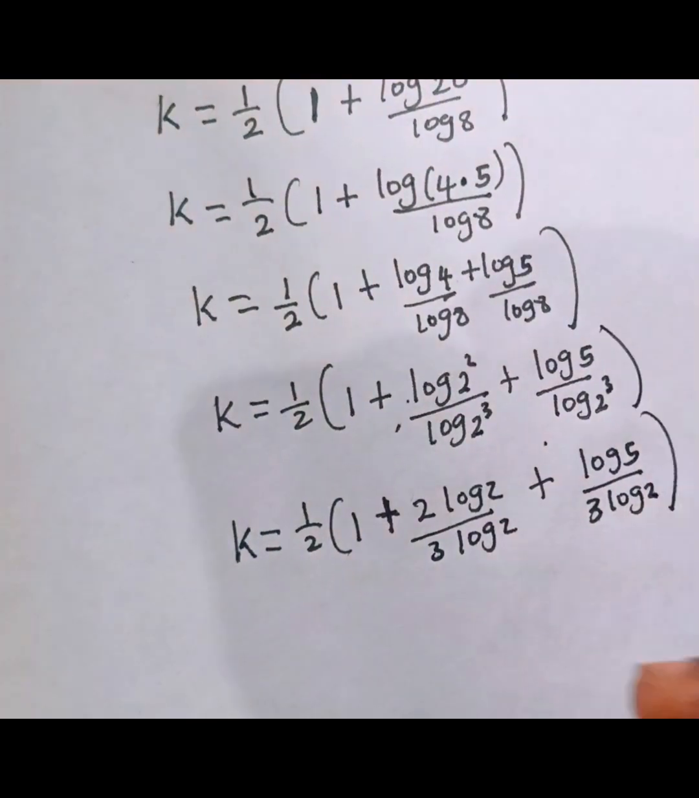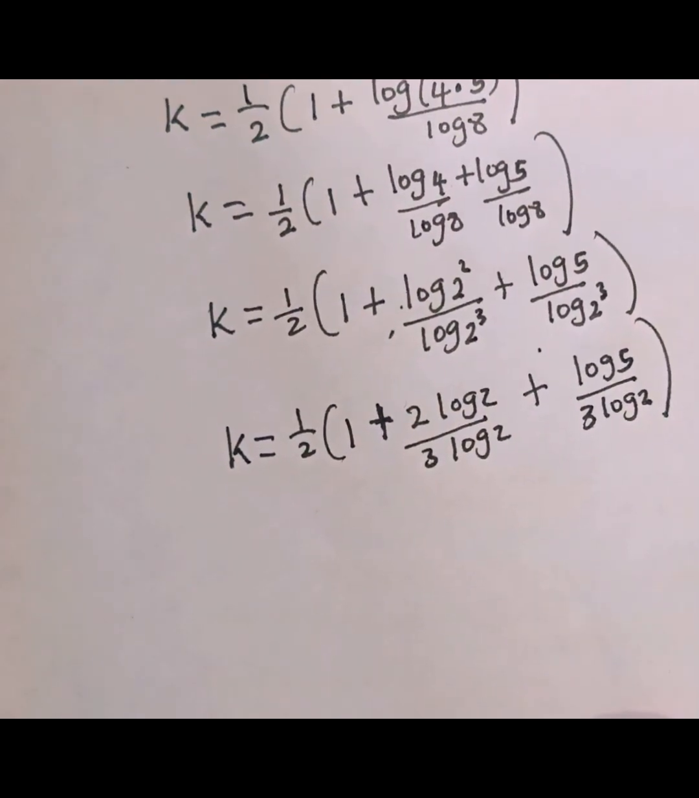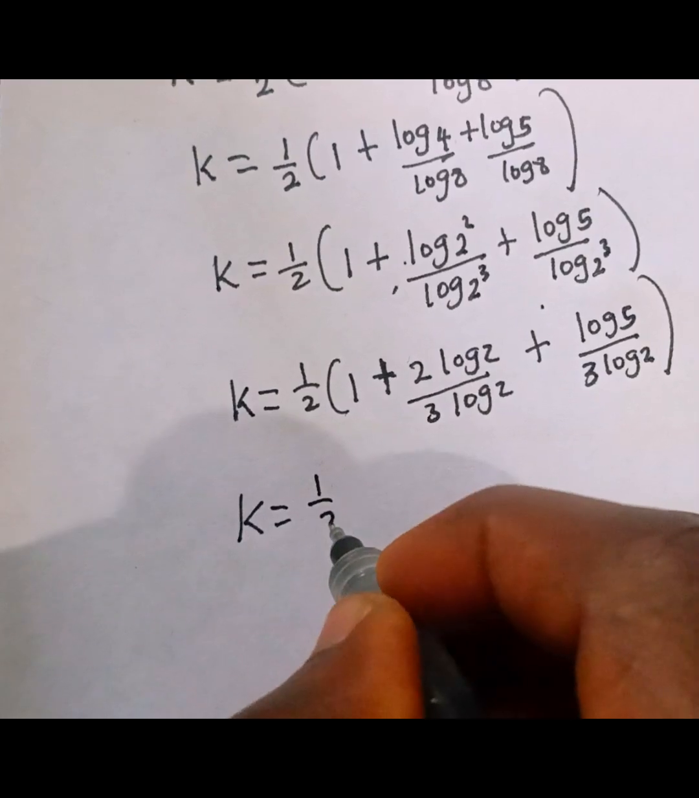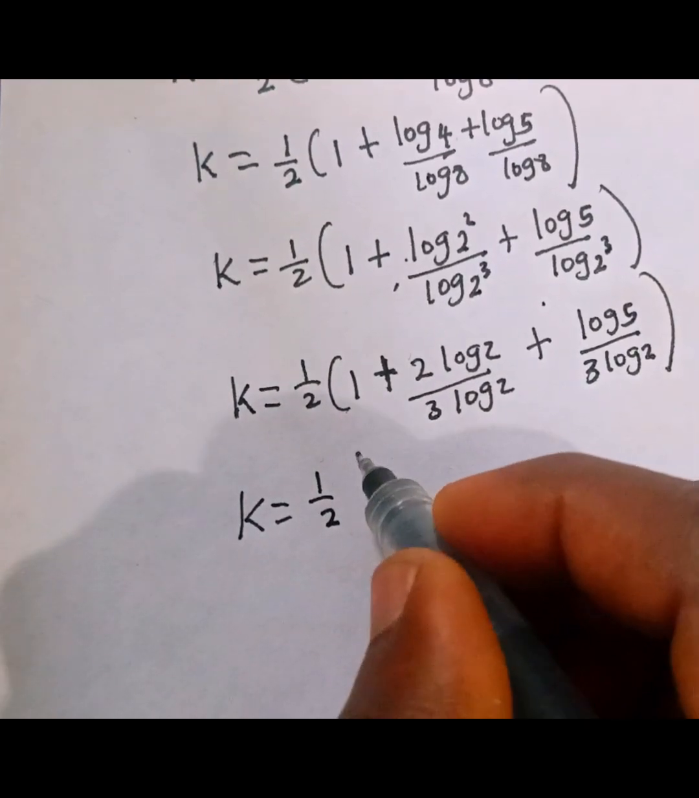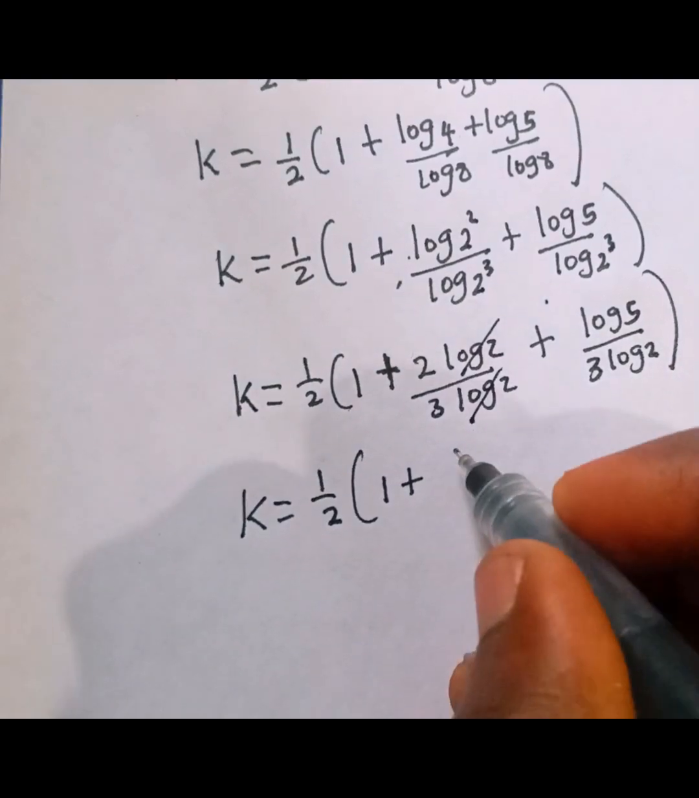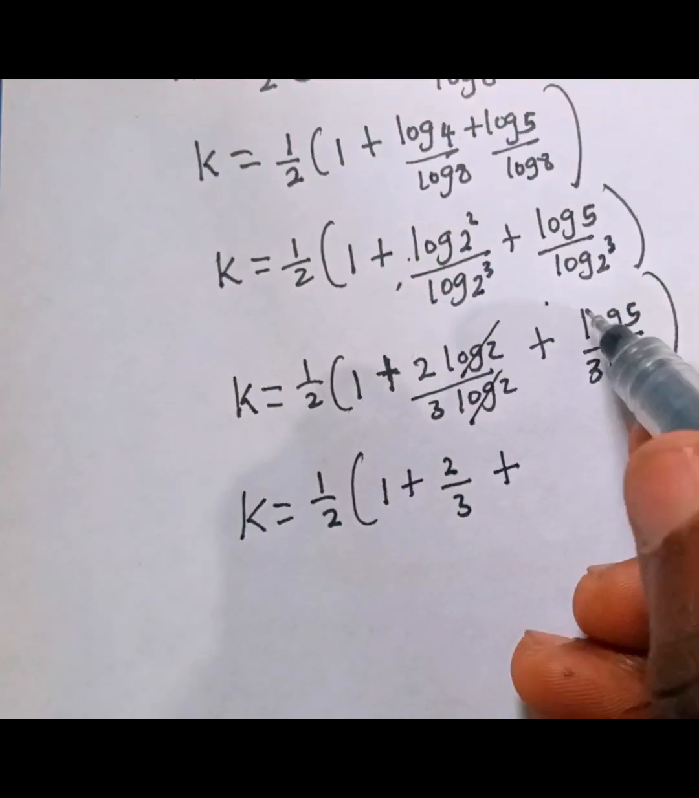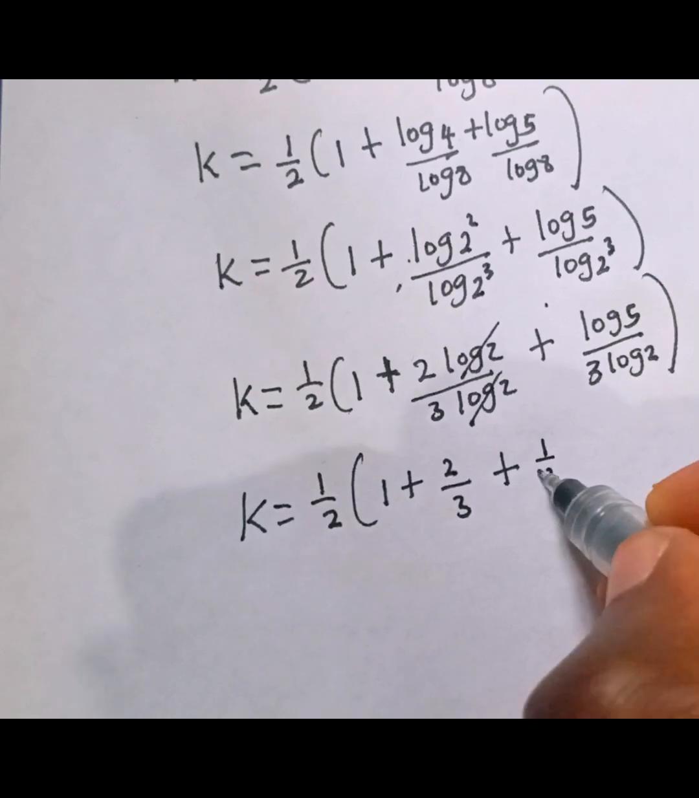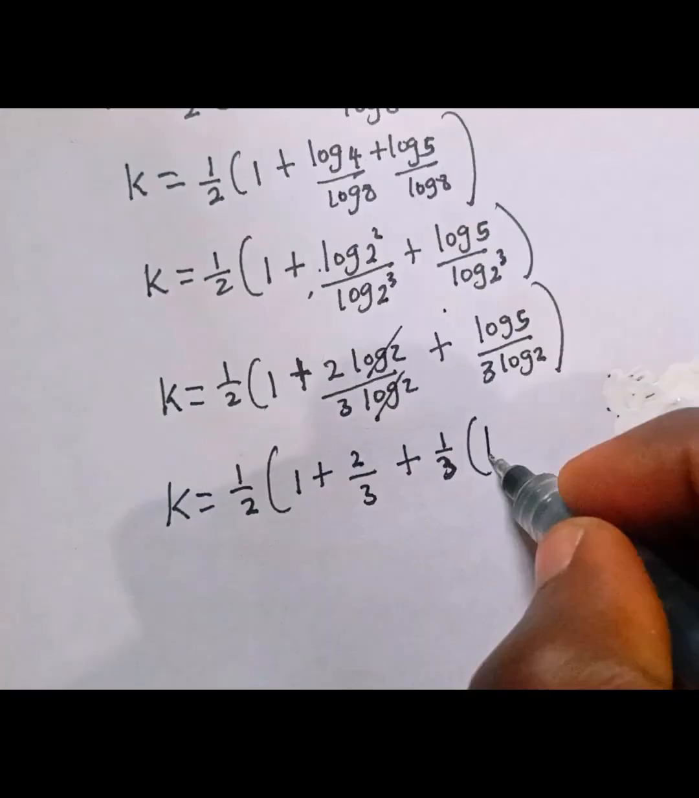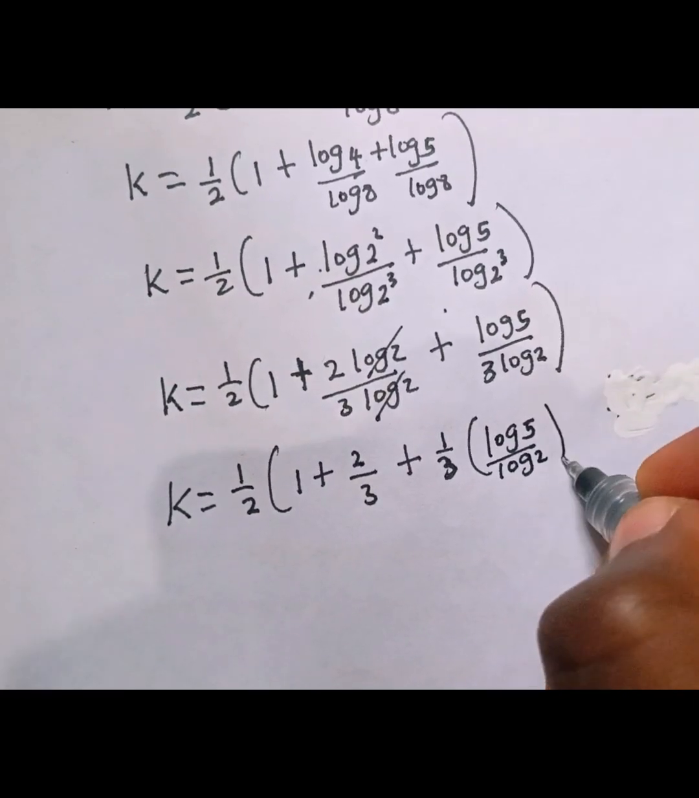Now, the next thing we're going to do is to check whether we can cancel anything. So we're going to have k equal to 1 over 2, open bracket 1 plus, here log 2 and log 2 are going to cancel. We are left with just 2 over 3. Then plus, here we can factor out 1 over 3, so it will remain log 5 all over log 2. Open bracket log of 5 over log of 2.